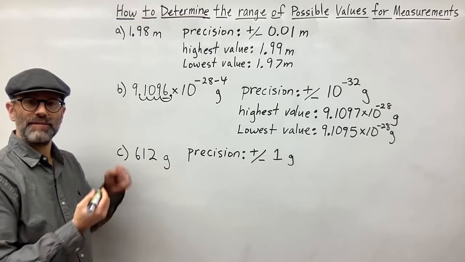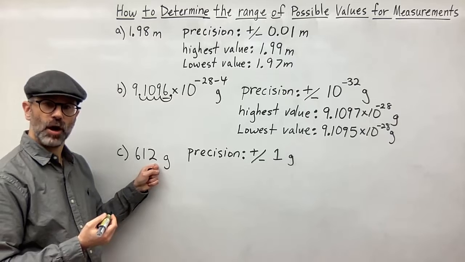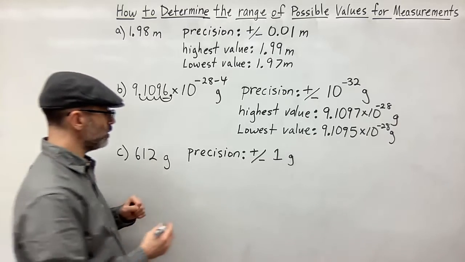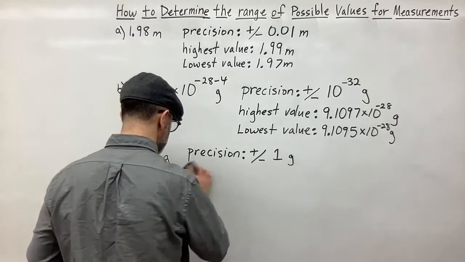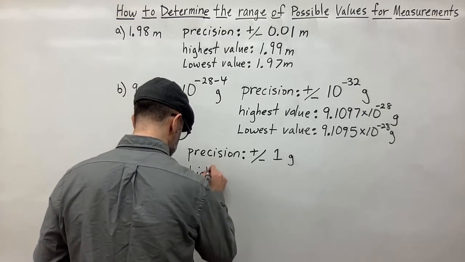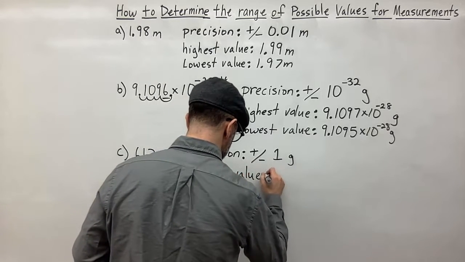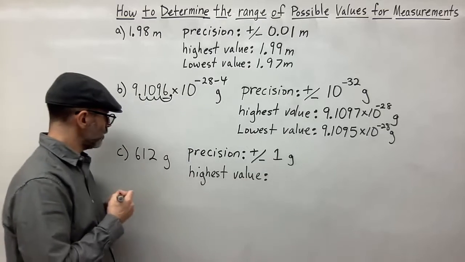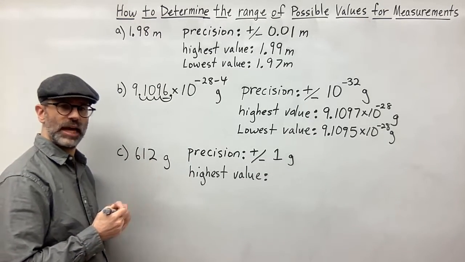And so now when I figure out the range, I'm going to add 1 and subtract 1 from the last digit. So the lowest value, the highest, we'll do the highest first. The highest value is going to be 1 added to the 2. So it's going to be 613.